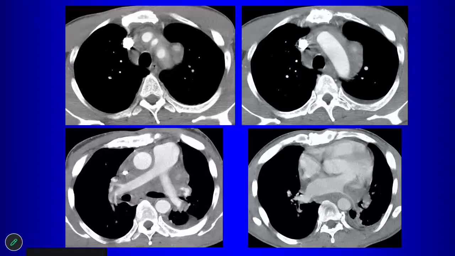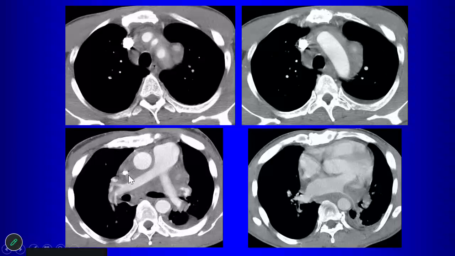What are some of the findings here on the CT? There is pretty diffuse soft tissue throughout the entire mediastinum. Yeah, so there's soft tissue throughout the mediastinum. And we can see that it's encasing the blood vessels here, the great vessels, also the aorta. See the pulmonary arteries here are stretched.